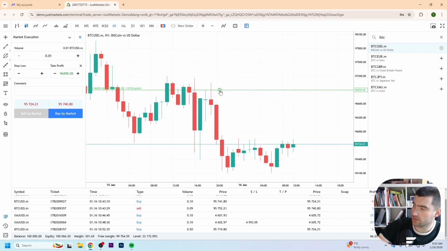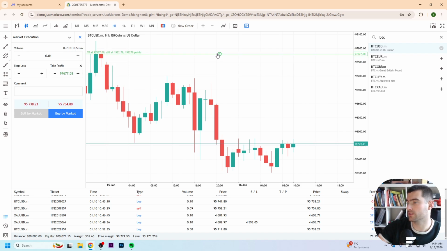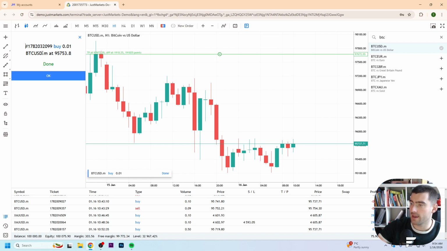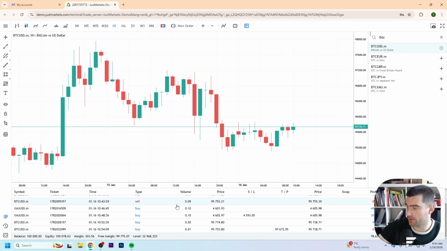So we can also take this line and put it somewhere like there or there. But once you find a nice amount or a nice balance where you want to take this line at, we can place it right here. And then after that, we click now on buy by market. And now we just created a nice order with a take profit, because if you scroll down right here, you will see here the trades with the TP, that means take profit, standing on this price. So this is how you can take profit on JustMarkets.